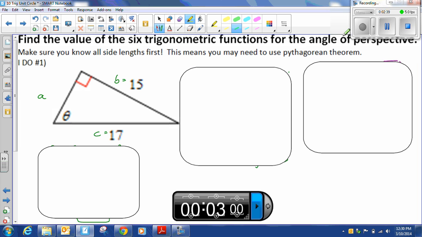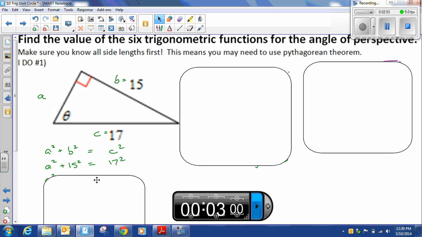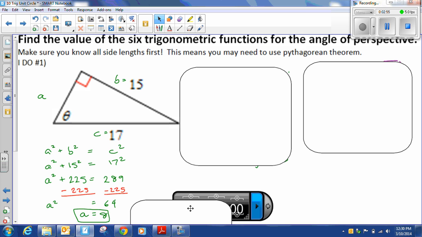Example 1. So here we have a right triangle with two sides given. We're missing one of the sides. So in order to find the value of all 6 trigonometric functions, you need to find that third side. So we're going to use the Pythagorean theorem. And as you can see, the answer is 8. That's the missing side. You could also memorize your Pythagorean triples, 8, 15, 17, just like 3, 4, 5.